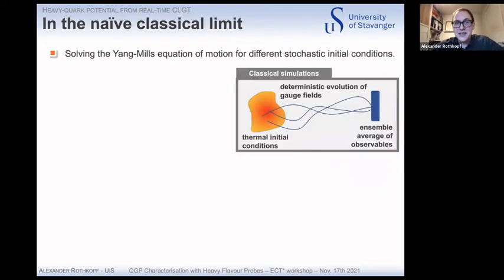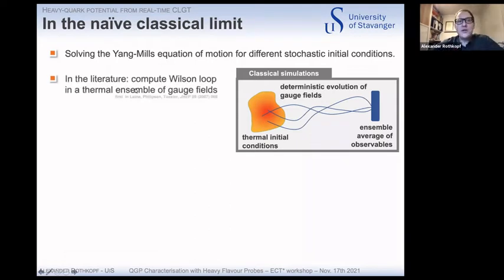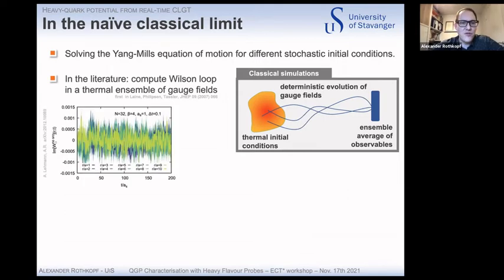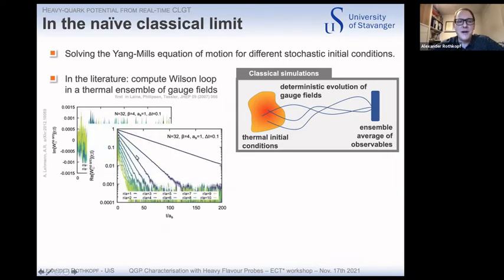In classical statistical simulations, you're doing something slightly different. You're solving the Yang-Mills equations of motion. And then what was done in the literature before is simply to compute the Wilson loop in this ensemble of thermal gauge fields. We redid this. The imaginary part of that Wilson loop is 0, and the real part of that Wilson loop decays with a nice exponential. But if you have a real-time Wilson loop that decays as a real valued function, then there's indeed only an indication for the presence of an imaginary part of a potential.